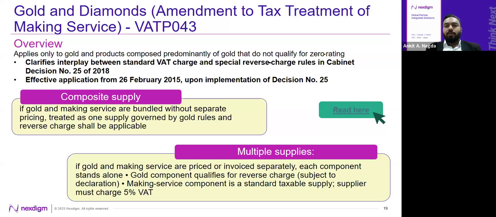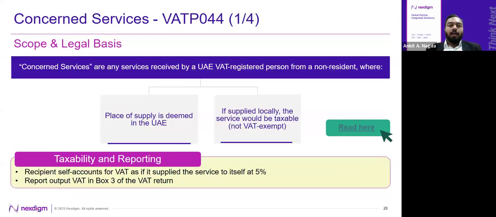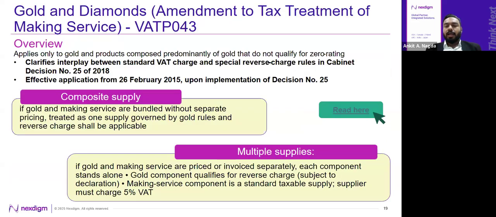Where the supplier has made a bifurcation or has a contract which clearly mentions the value for supply of goods and the value for making charges, then the approach can be different. For the supply of gold, the RCM process can be followed, and for the making charges, the normal VAT treatment, which could be either 5% or 0%, depending upon who the recipient or the customer is, can be adopted. So this is on the gold and diamond related public clarification, which has come specifically for the component of making service.